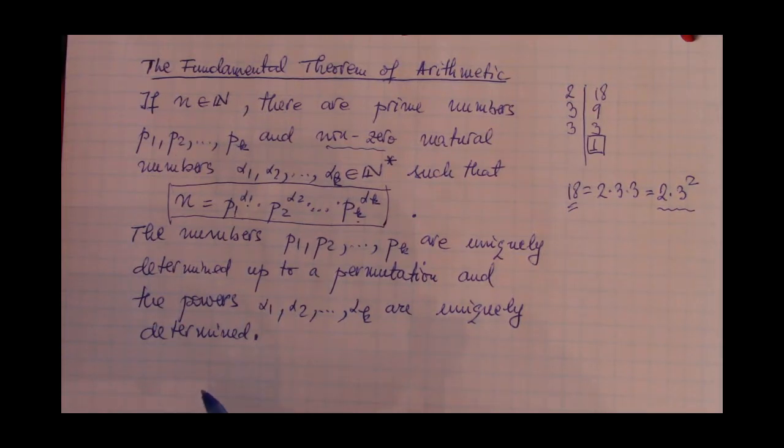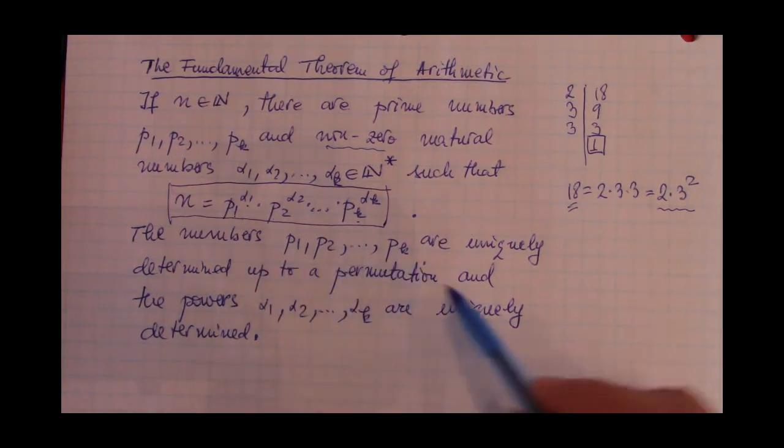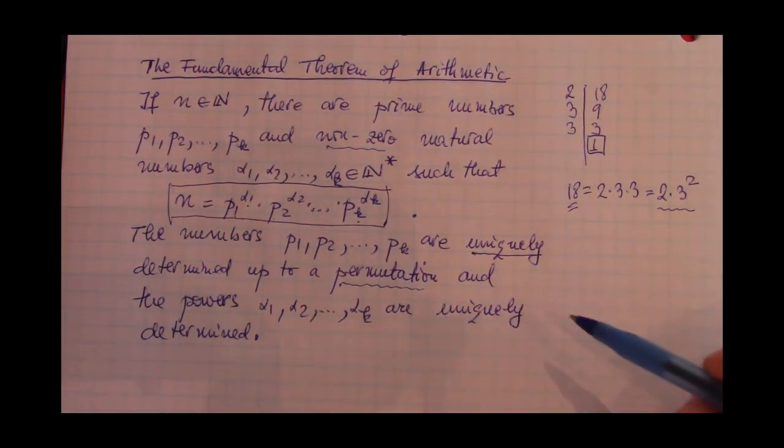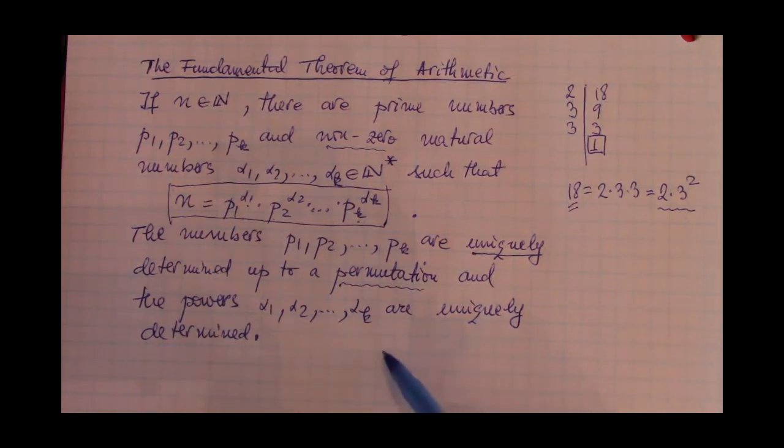Okay, and more than that, the Fundamental Theorem of Arithmetic says that the numbers p1, p2, pk are uniquely determined up to a permutation, meaning that two prime factor decompositions of the same number differ by a permutation of the prime factors, but there cannot be the case that the two sets of prime factors involved in two prime factor decompositions of a given number are different from each other. And the powers alpha 1, alpha 2 up to alpha k are uniquely determined. So this is pretty much what we need to know for now about the Fundamental Theorem of Arithmetic.